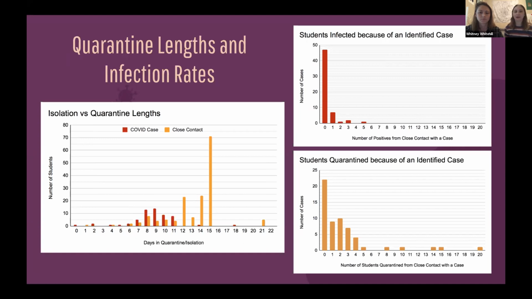And then on the right here, we've got how many people a positive case on campus might have infected, or how many people were quarantined because of that case. And the good news is that most of them were at 0, so nobody was infected, nobody quarantined, although we do have a few outliers closer to 20, which is going to be our sports teams and Greek life and stuff like that.